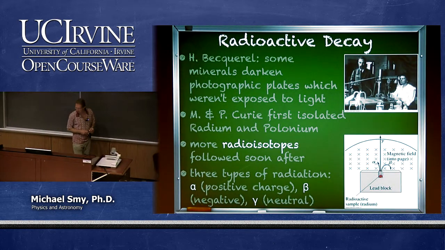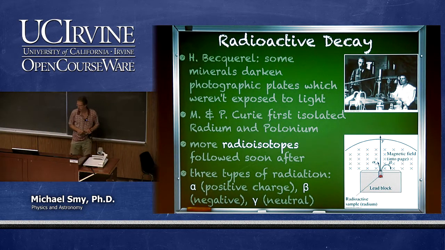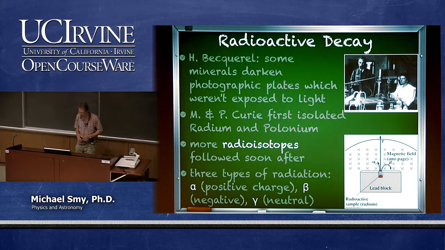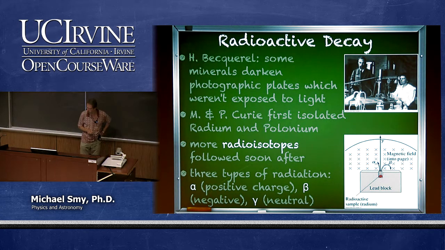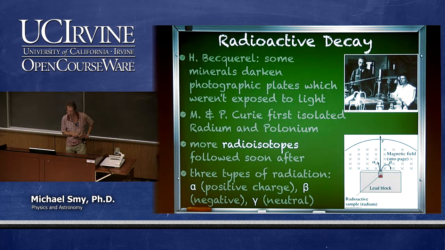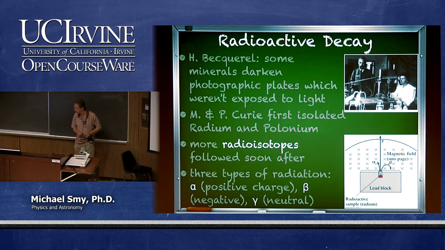Radioactive decay was discovered by Henri Becquerel. He found out that if you place some minerals near photographic plates which were not exposed to light, they would still darken. And then soon afterwards, Madame and Monsieur Curie first isolated the elements radium and polonium, which are radioactive.